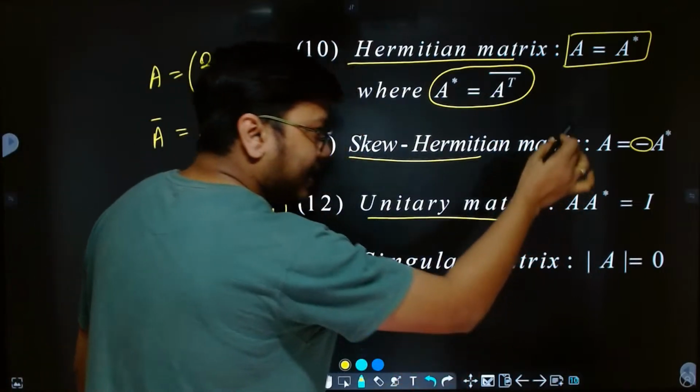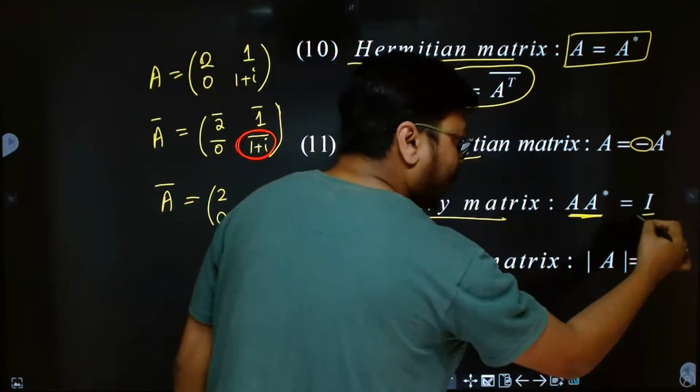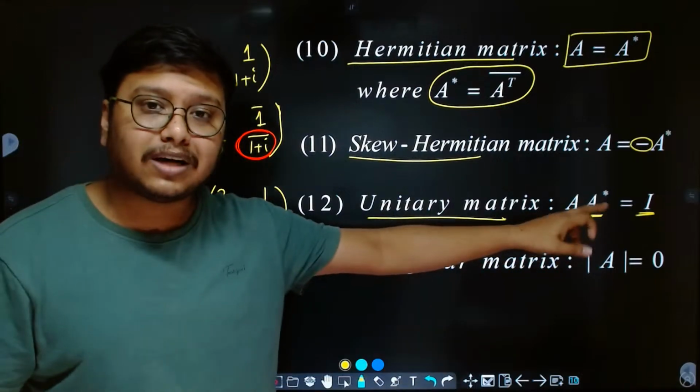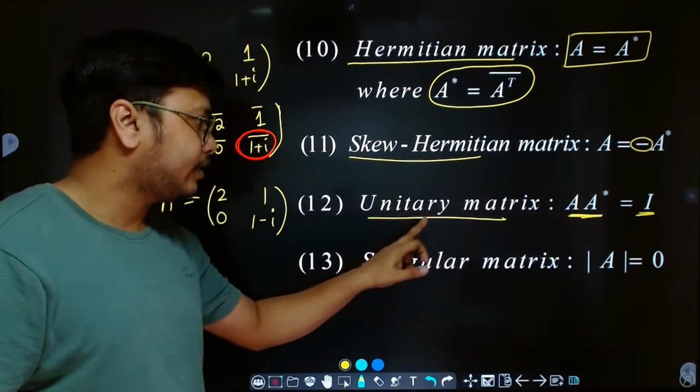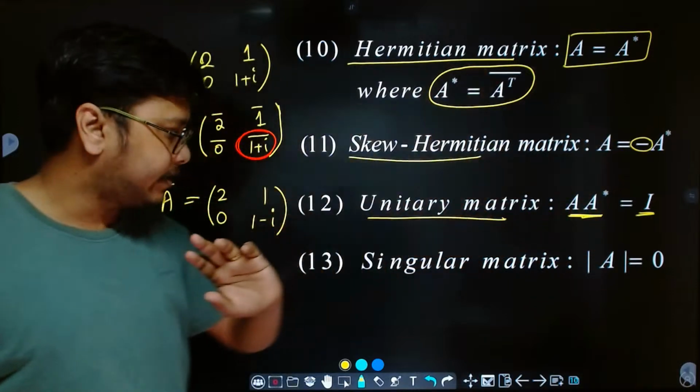Unitary matrix is A multiplied with A star equals to identity. It is quite like the orthogonal matrix, right? For orthogonal matrix, it was A transpose equals to identity. For unitary, it is A star equals to identity.